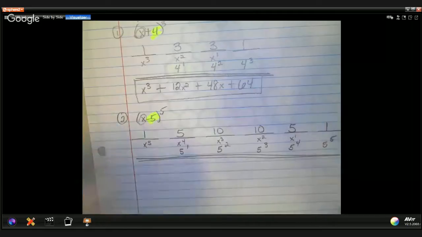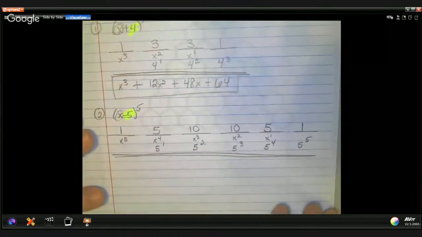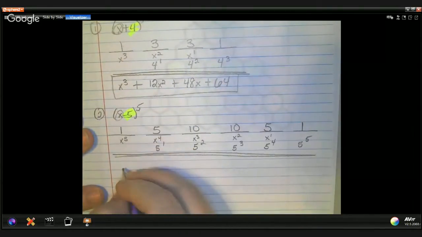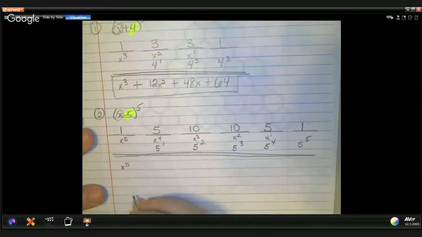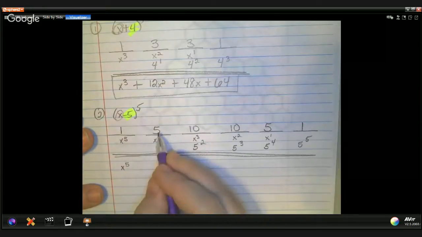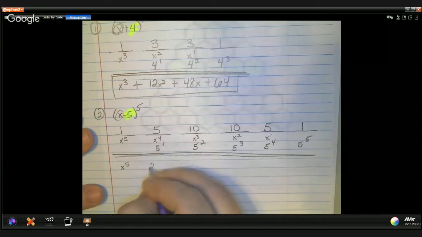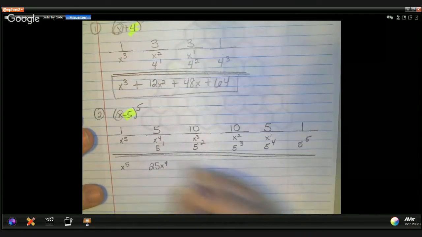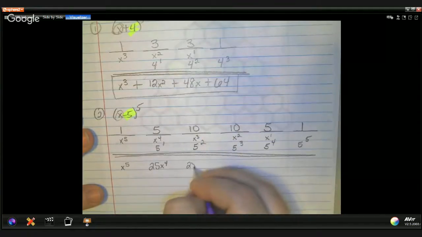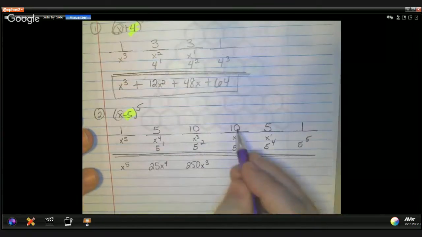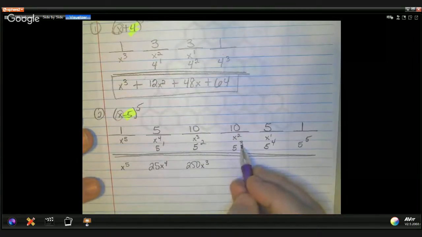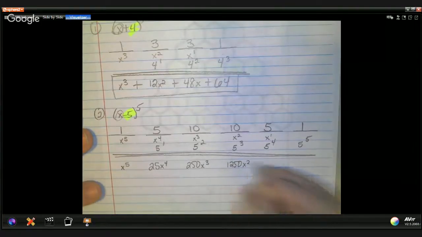And so now I need to multiply going down. 1 times x to the fifth is just x to the fifth. 5 times 5 to the 1 is 25, x to the fourth. 10 times 5 squared is 250, x to the third. 10 times 5 to the third is 1,250 x squared.